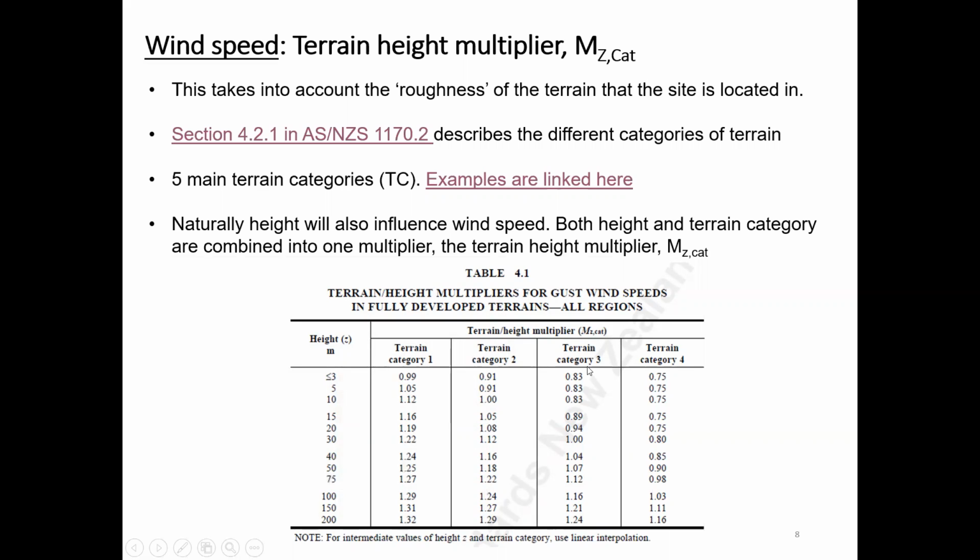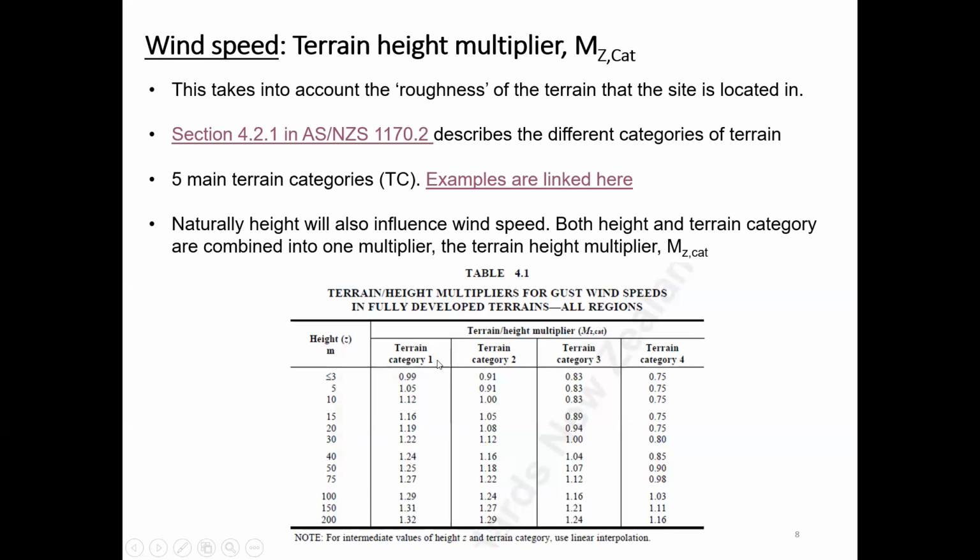So for a given terrain category, you decide on that first. You look for the height of your building, and that's the number that you use to increase or decrease your value. So you can see for terrain category 4, you can decrease your value for relatively low heights, right? Whereas for terrain category 1, you've got to increase it most of the time. So the wind speed decreases with increasing terrain category, but increases with increasing height.